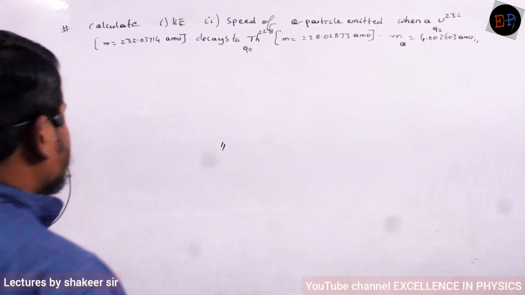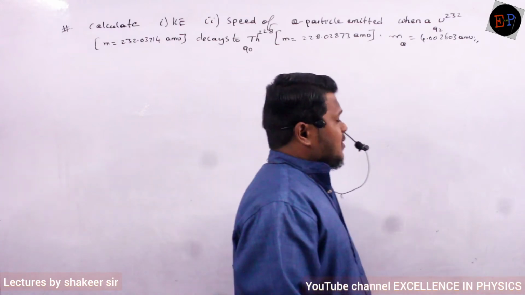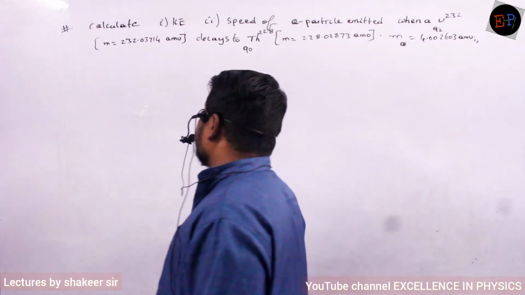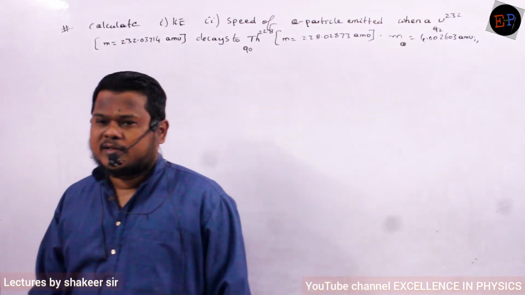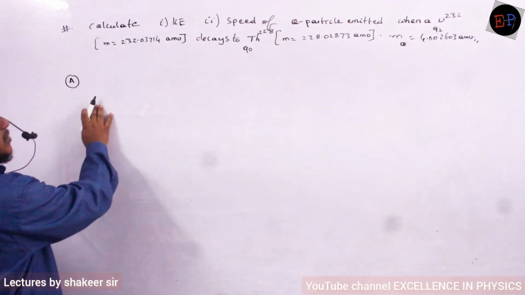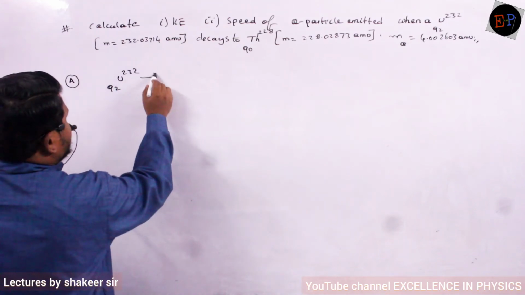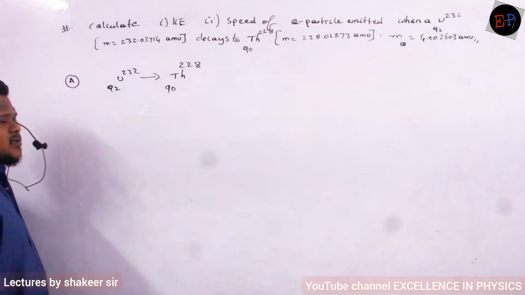Okay. So see this question. Calculate the kinetic energy and speed of the alpha particle emitted when uranium decays into thorium and an alpha particle is released. See what process is happening here. Uranium 92, 232 is converting into thorium 90, 228. This is what is happening, no?